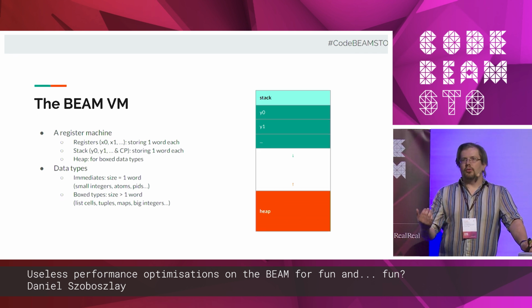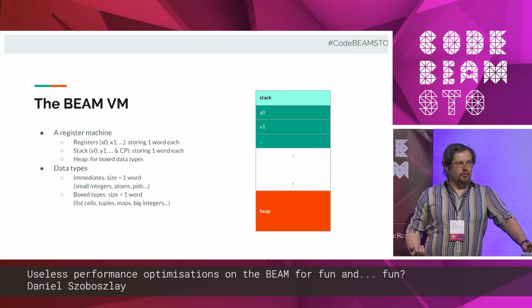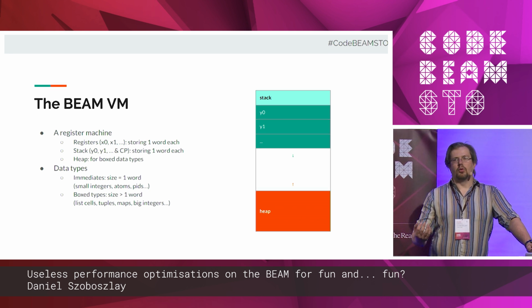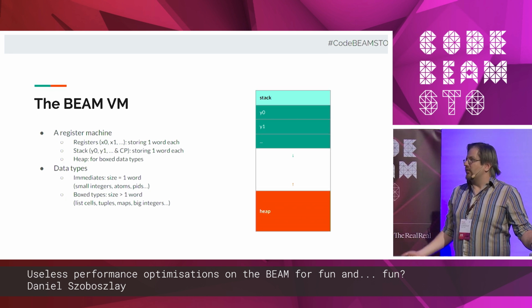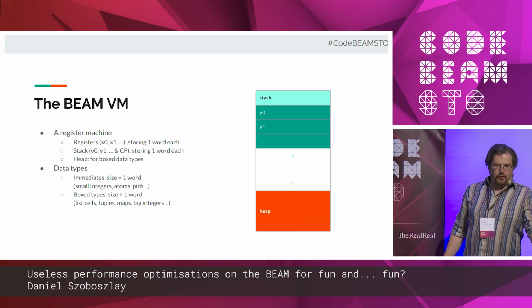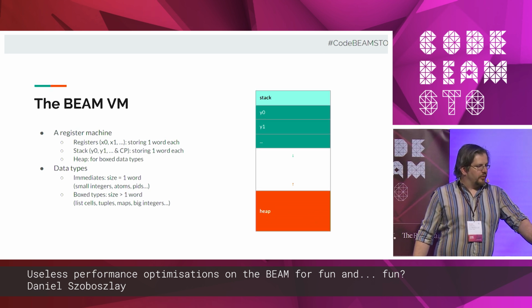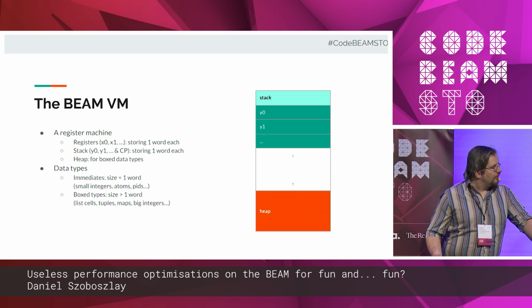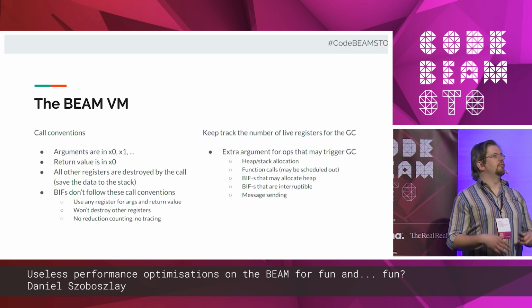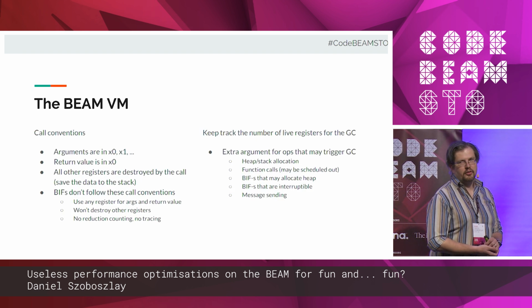The stack is also addressable machine word by machine word. These are the so-called Y0, Y1, Y2, and so on, Y registers. And the purpose of those is that you can move values there from the X registers. Why this is important will be clear when we discuss the calling conventions of the VM.